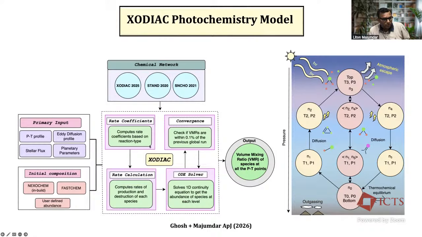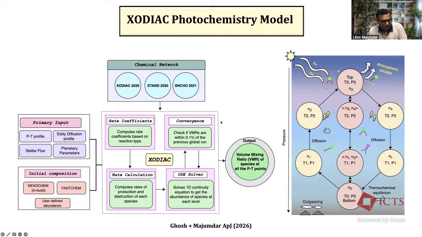Okay. Now, when you have your initial idea, what is my expected PT profile for the atmosphere? What is my initial composition for the atmosphere, which can be largely driven by equilibrium processes? Now you need to solve your chemical kinetics. In order to solve your chemical kinetics, you need to have an idea about what type of chemistry is operating at different layers of the atmosphere.